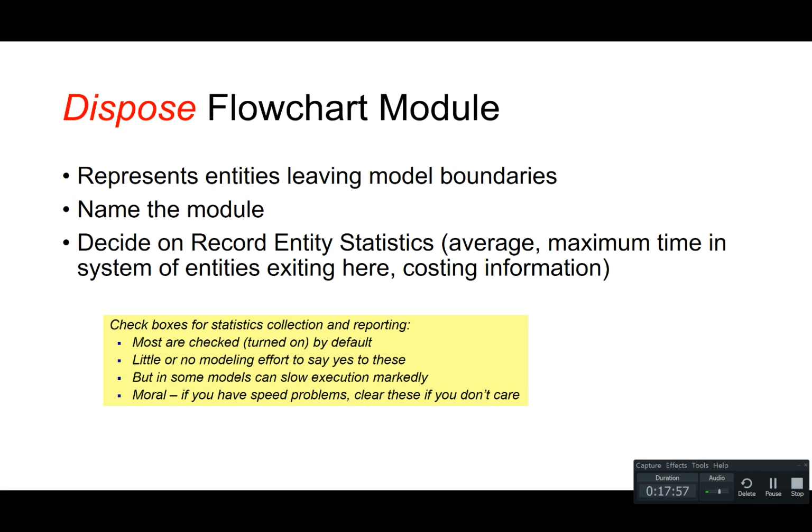The Dispose flowchart module represents entities leaving the model boundaries. So here you name the module and then decide on the record entity statistics. So how long, average, maximum time the entity is in the system when exiting here, costing information, and so on. See the checkboxes for statistics and collection reporting. Most are checked on by default, but you may want to revise that based on your particular model.